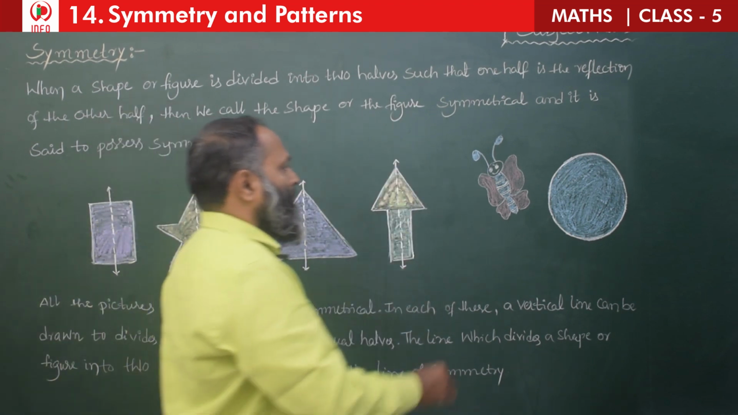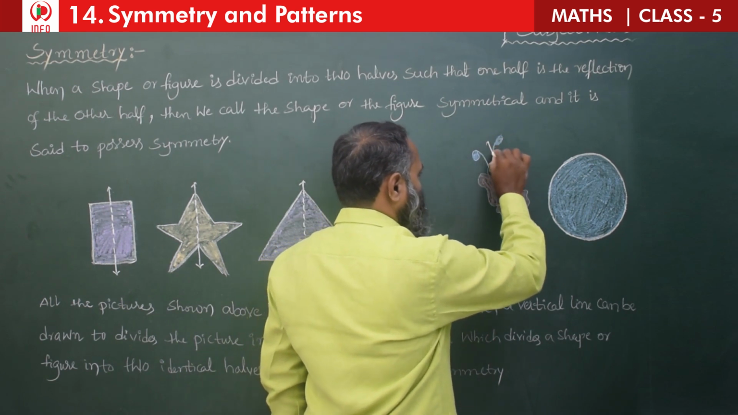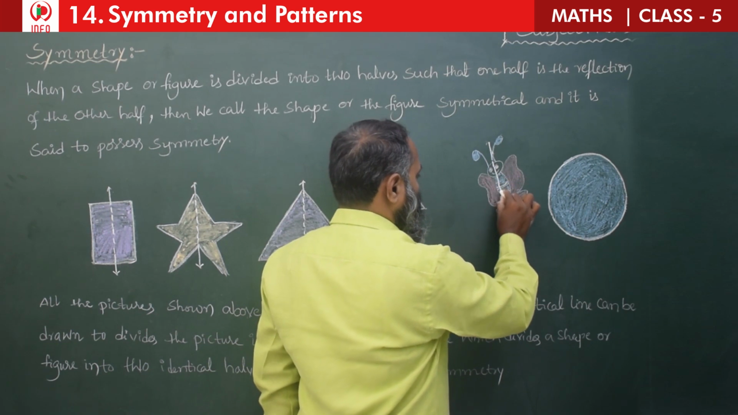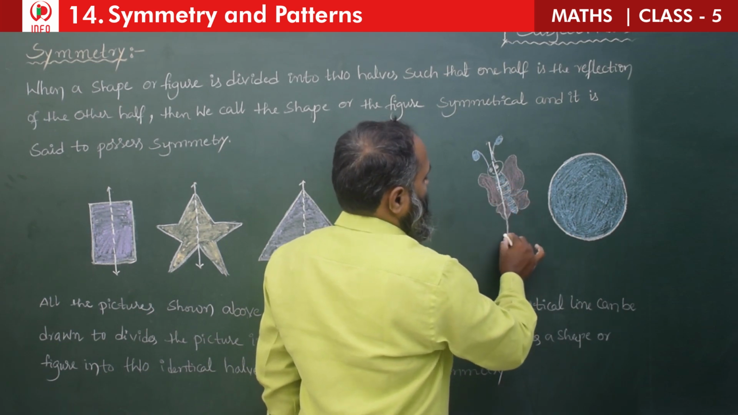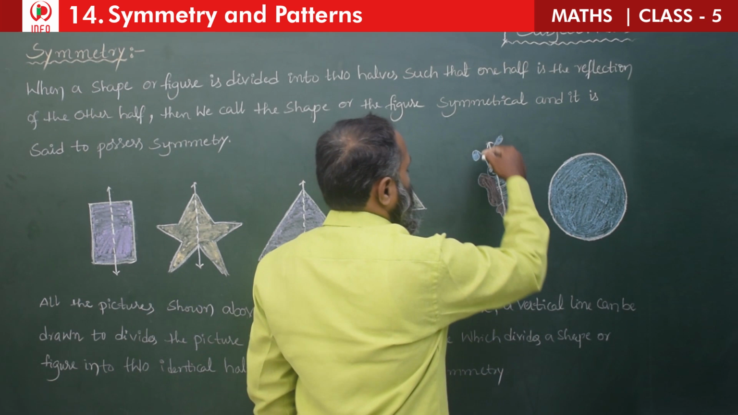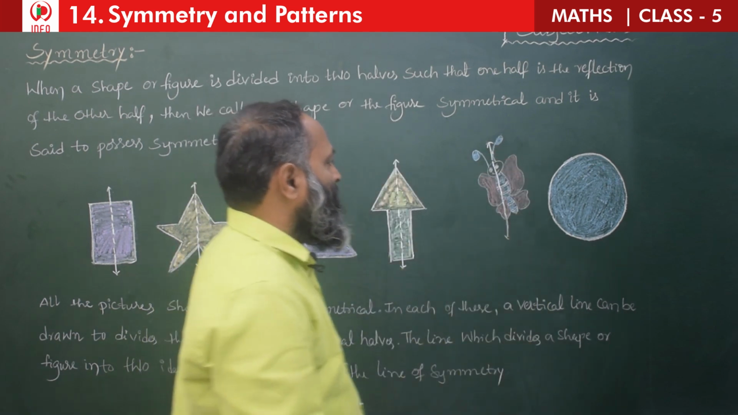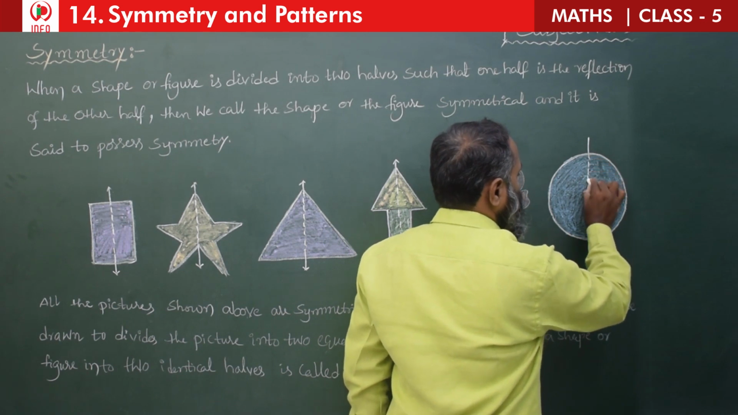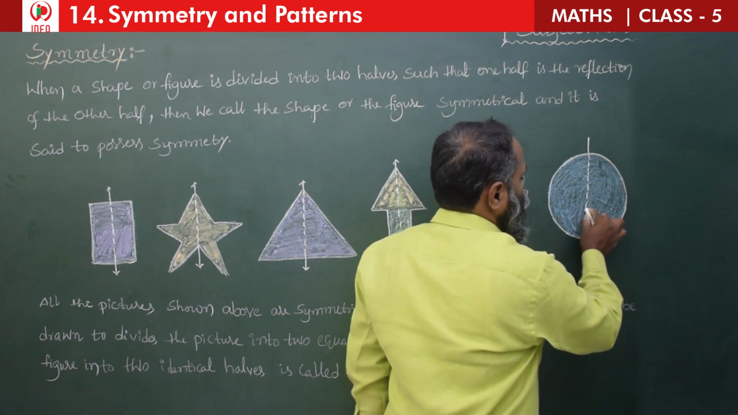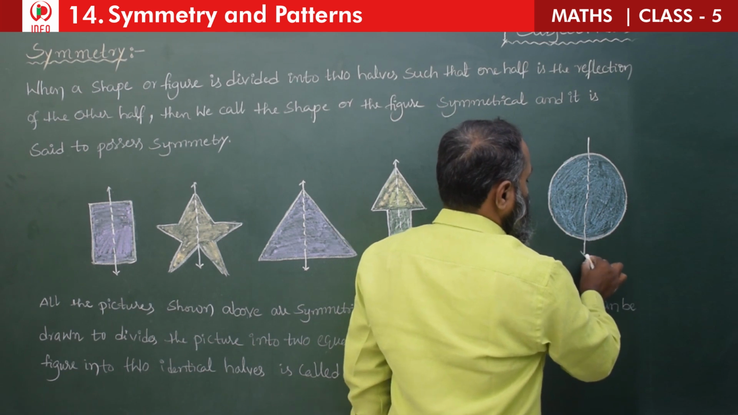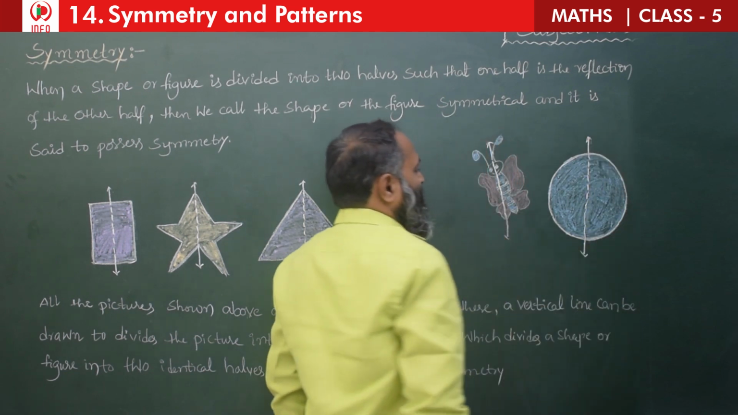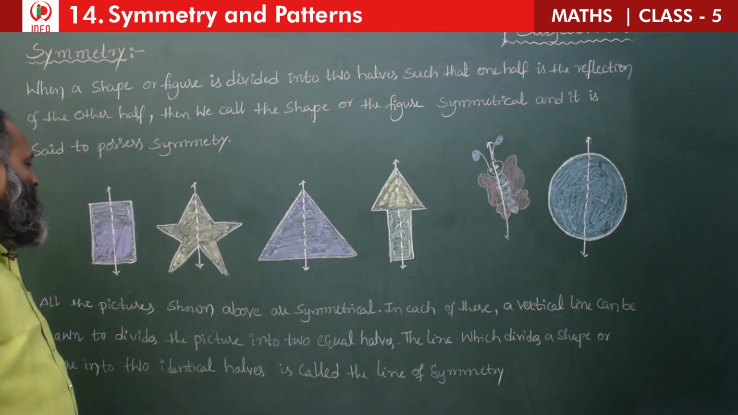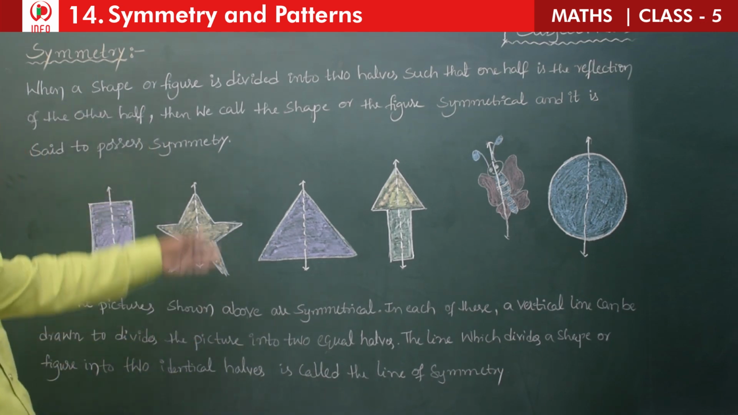In the same way, if you draw a vertical line like this, it will also make two equal halves. For this circle also, if you draw a vertical line, this vertical line also makes two equal halves. So all these shapes are identical shapes, meaning symmetrical shapes. Here the vertical line is a line of symmetry.